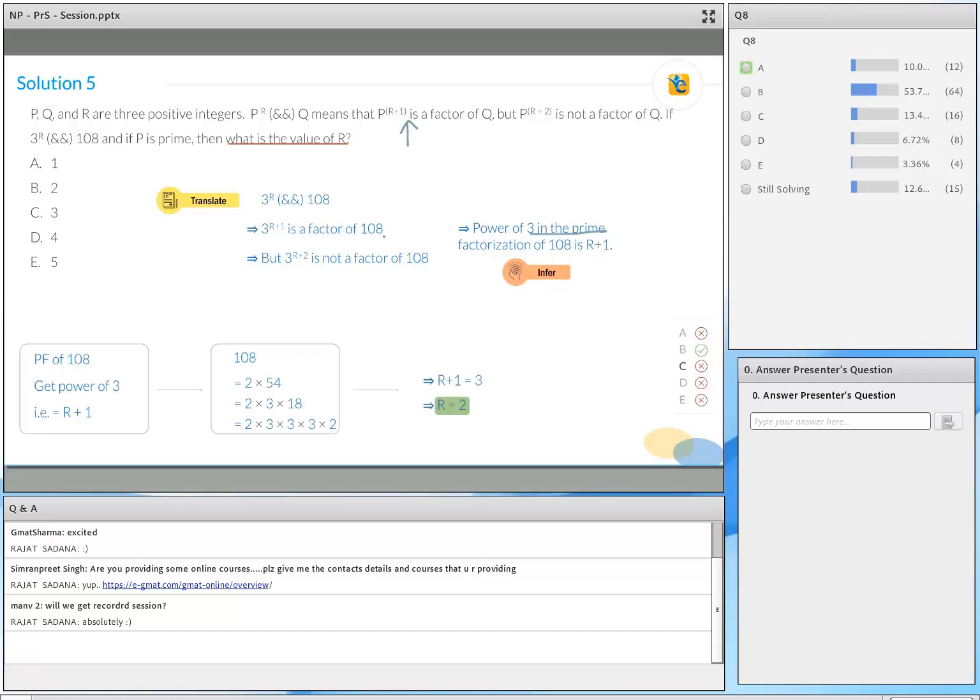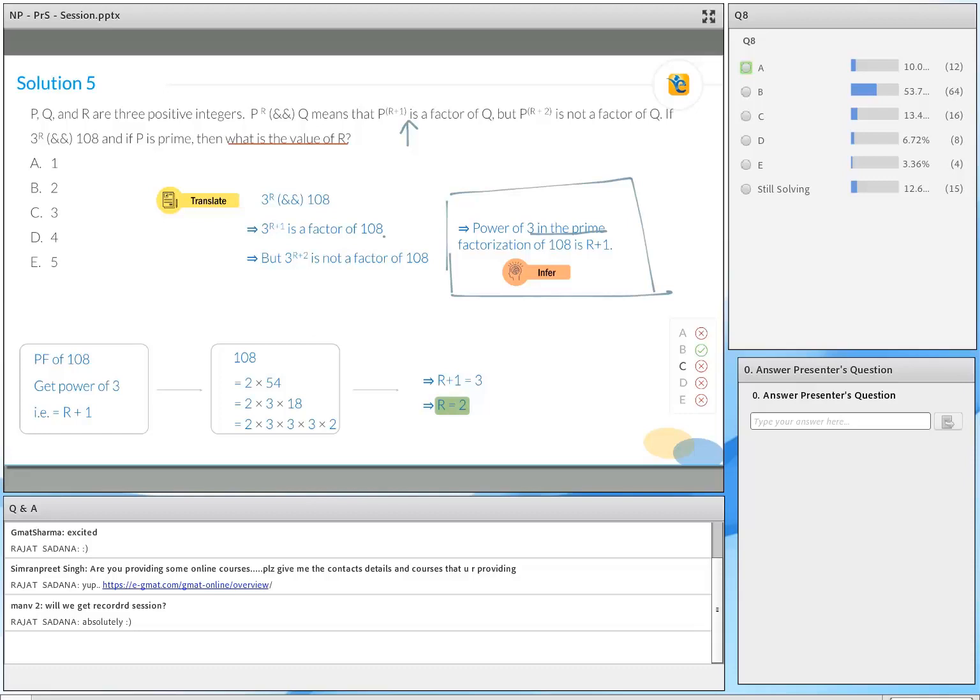Choice B is the correct answer. Now, if you think about it, the crux of this complicated looking question is simply taking the information in the question statement and translating it. Once you translate it and draw this inference, then it's a cakewalk.